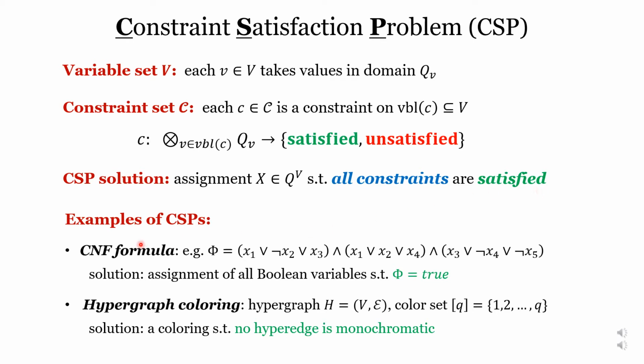Some important examples of CSPs include CNF formula and hypergraph coloring. Given a CNF instance phi, which consists of a set of clauses defined on Boolean variables, a solution of phi is an assignment of all Boolean variables such that phi is true. Given a hypergraph H and a color set Q, a solution of hypergraph coloring is a coloring of all the vertices from Q such that no hyperedge is monochromatic.